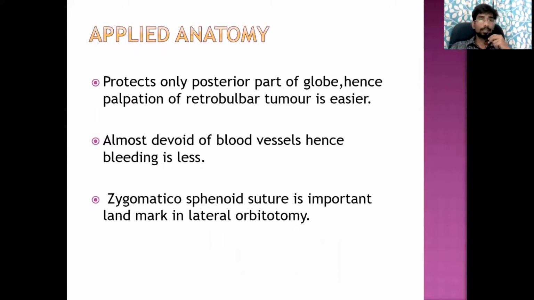So the lateral wall protects only the posterior part of the globe. Hence, palpation of a retrobulbar tumor is easier here. And the lateral wall is devoid of blood vessels, hence bleeding is also less. One important landmark, the zygomaticosphenoid suture on the lateral wall, is important in lateral orbitotomy.